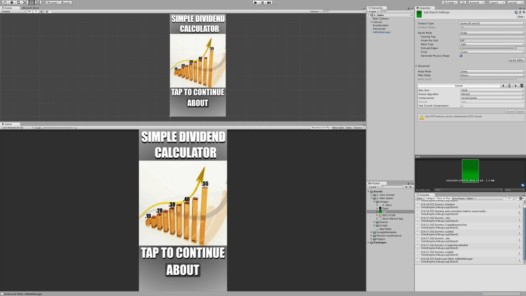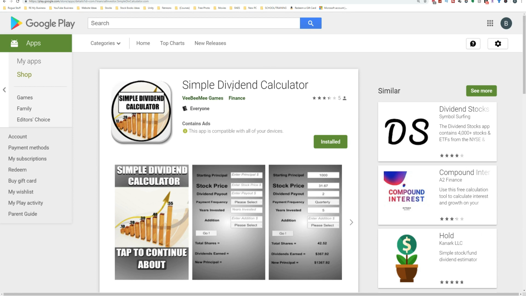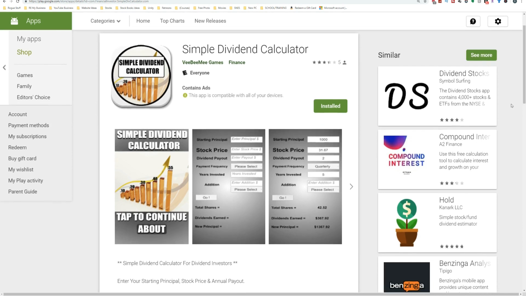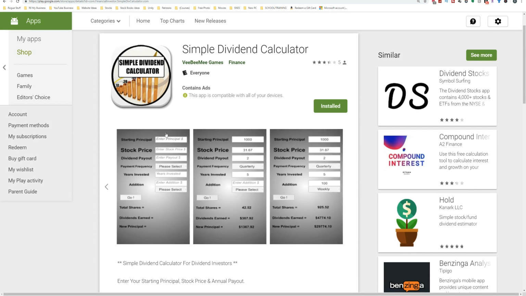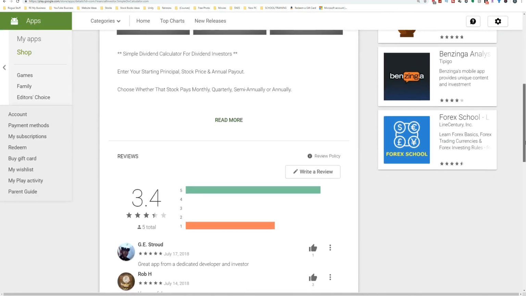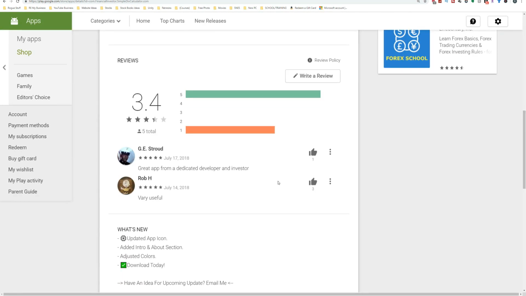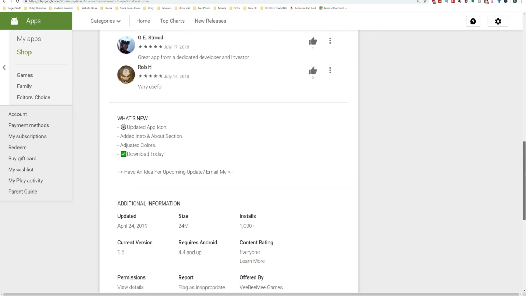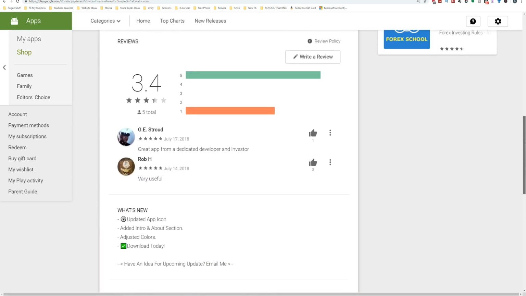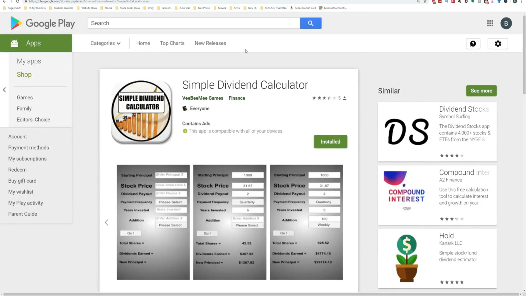Now that was a bit of a spoof. So here's my simple dividend calculator. You can see a nice clean icon here, the simple dividend calculator loads up very nice. I updated all the images here, so it goes through and shows you the updated screens. I had, again, that one comment left on there earlier that left me a 1-star because it wouldn't load up on their device.